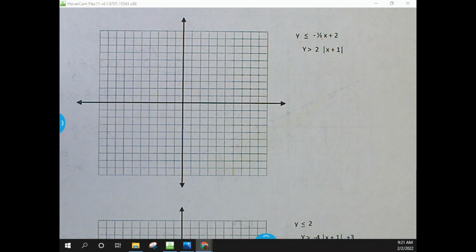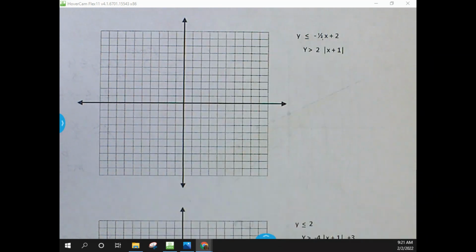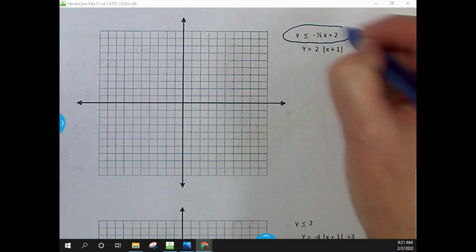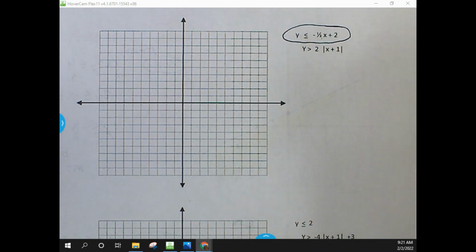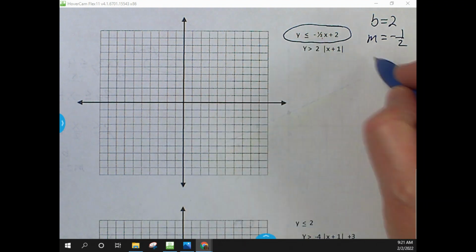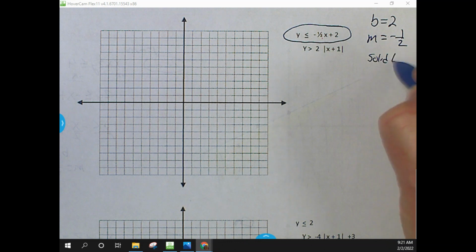The good thing with this one is we don't have to rewrite either one of these graphs because on the graph on top, this one's good. It's already in y equals mx plus b form, so your b value is 2, and your m is negative 1/2. It's y less than or equal to, so it's a solid line. And because it's y less than, we got to shade down.